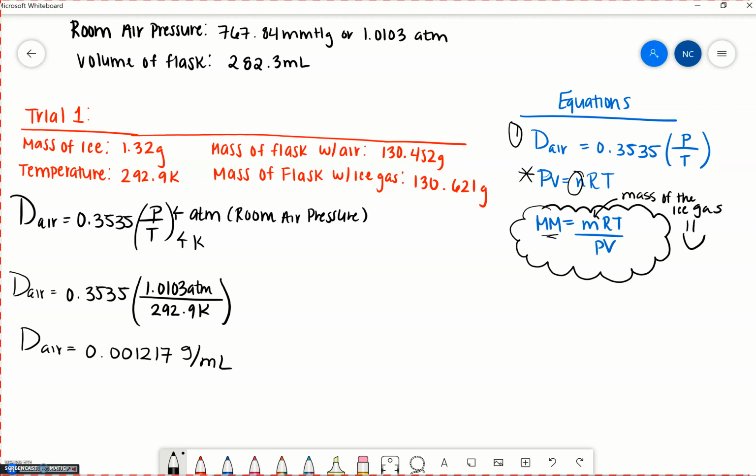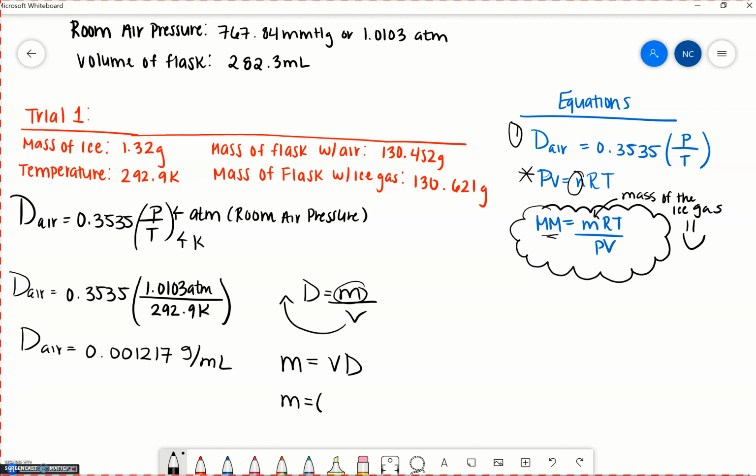So after you do that, you have to find the mass of the air so you can subtract it from the flask. So you're going to use the density equation, which is mass over volume, and you're going to solve for mass, so volume goes there. So mass equals volume times density. And this will get you the mass of the air.